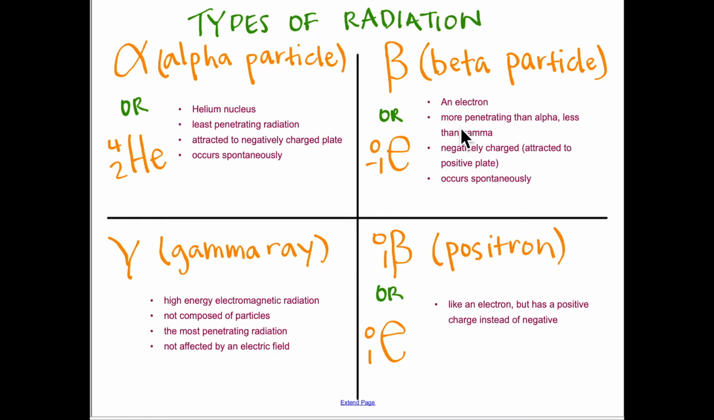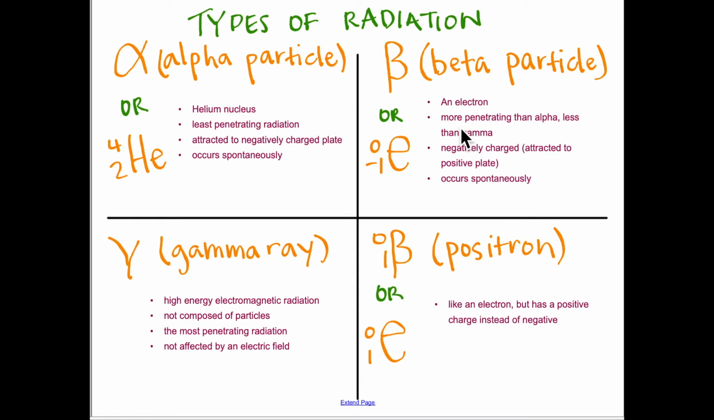Here are the different types of radiation that we are going to talk about in this chapter. First of all, there's alpha particle radiation. Alpha particles are made up of helium nuclei, which means there's 2 protons and 2 neutrons in each alpha particle. Alpha is the least penetrating type of radiation. If you put it into an electric field, it will be attracted to the negatively charged plate. Alpha radiation usually occurs spontaneously.